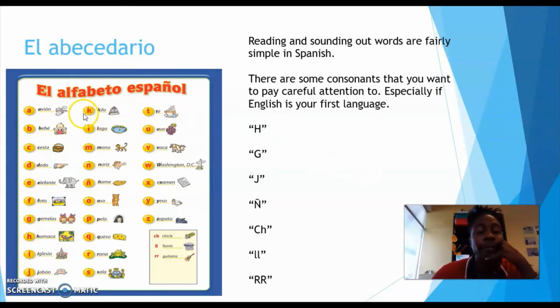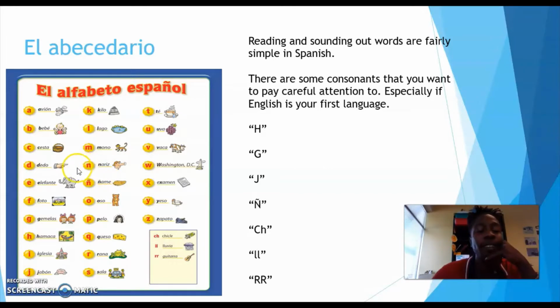Ka is a letter K, like in kilo. L is a letter L, like in lago. M is a letter M, like in mono. And N is a letter N, like nariz.